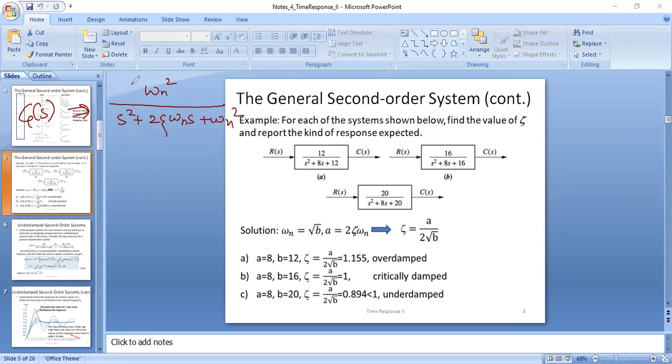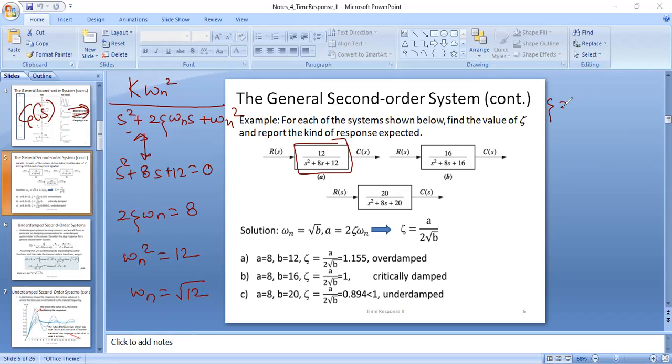Take K also here. So if you compare this with your question, s square plus 8s plus 12 equal to 0, you will compare this with this. You see that 2 zeta omega n is 8 and omega n square is 12. So omega n is under root 12, and zeta will be 8 upon 2 into under root 12, so it would be 4 by under root 12.